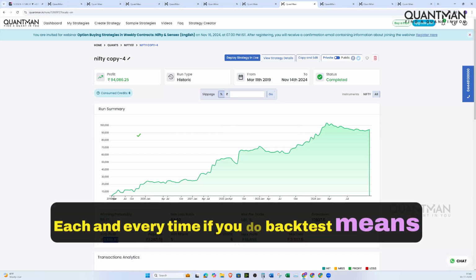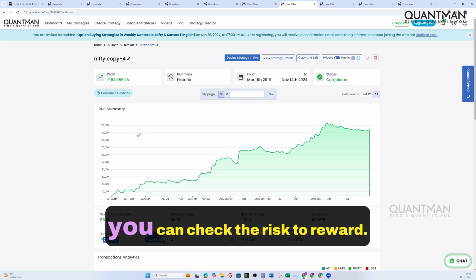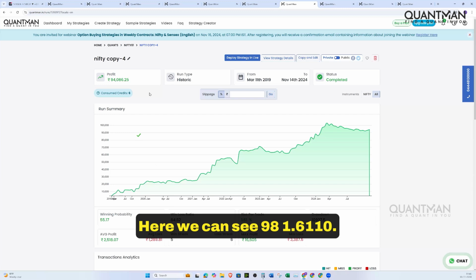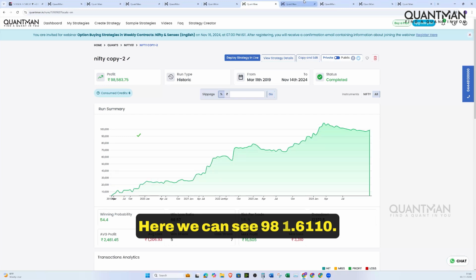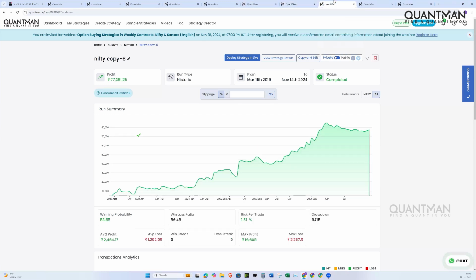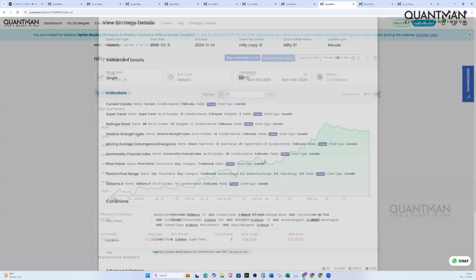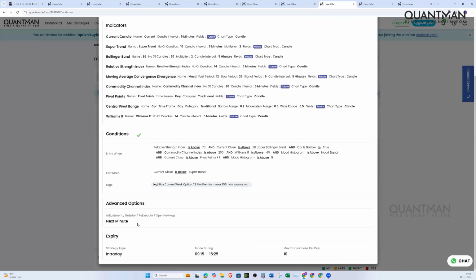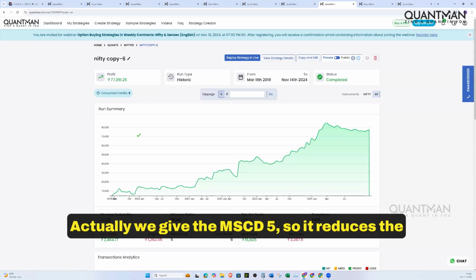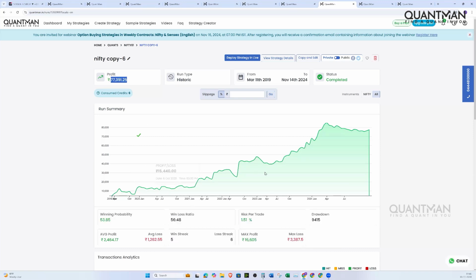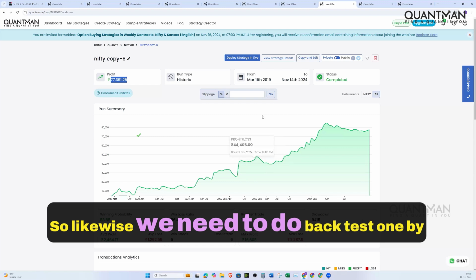Each and every time you do backtest, you can check the risk to reward. If the risk to reward is higher, it will work. Here we can see 1.6. One point. Condition. This is MACD. Actually, we give the MACD 5, so it reduces the trade count and the profit also. So likewise, you need to do backtest one by one.